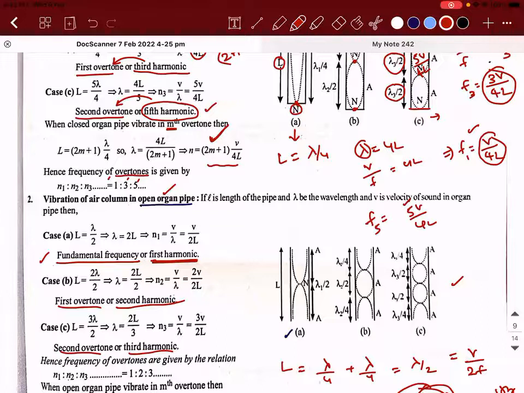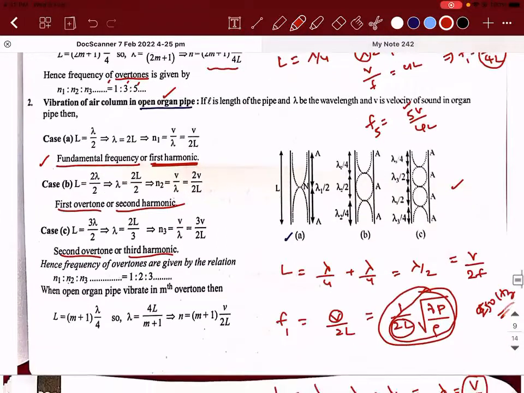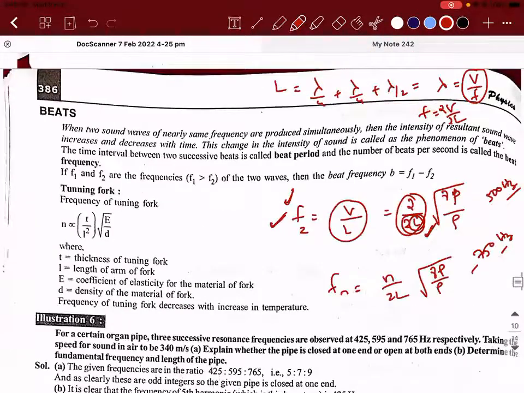Is there any doubt? No, sir. Okay, good. And the last concept that is left out in this chapter is beats.